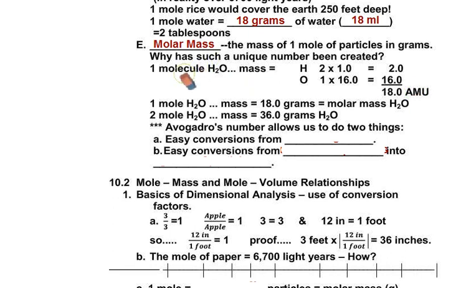So, molecule is to atomic mass unit as mole is to grams. And that is our molar mass of water. Molar being the adjective describing something that is of a mole. So the mass of a mole of water would be the molar mass, and that's 18 grams. If we have 2 moles of water, it would be 36.0 grams, which would be 2 times that 18. So Avogadro's number allows us to do 2 things. They're easy conversions from atomic mass numbers to grams, and easy conversions from numbers of particles to grams of particles.